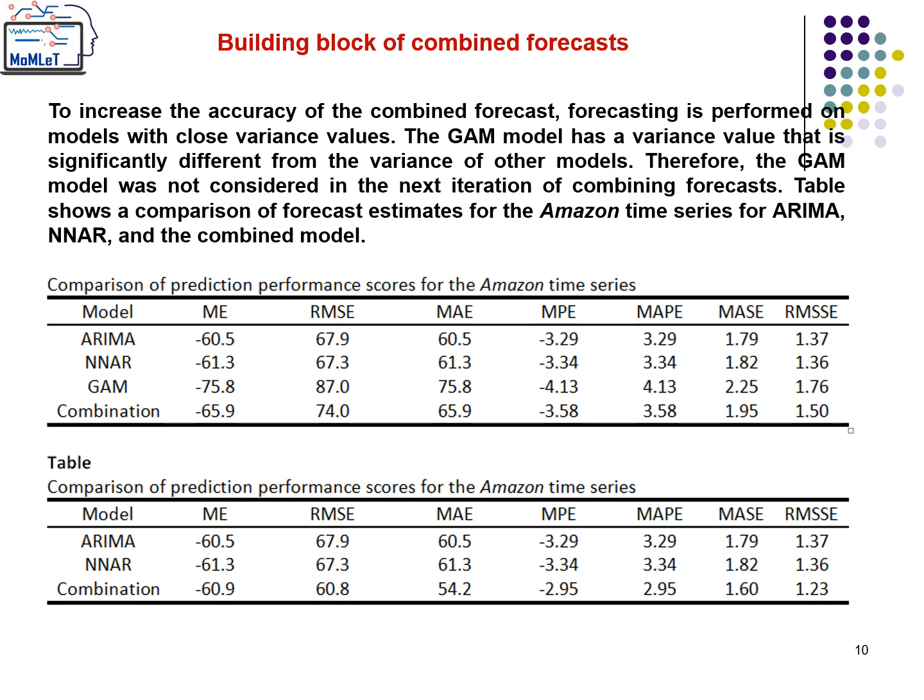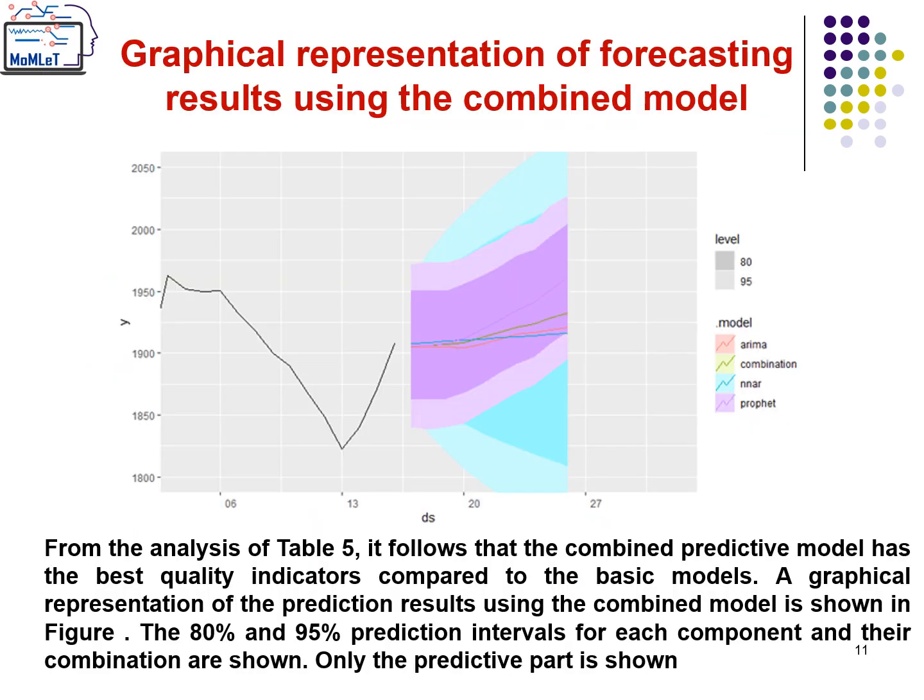To increase the accuracy of the component forecast, forecasting is performed on the models with close variance values. The GAM model has a variance value significantly different from the variance of other models. Therefore, the GAM model was not considered. In the next iteration of component forecasts, the table shows a comparison of forecast estimates for the Amazon time series for ARIMA, the neural network, and the combined model. The next slide presents a graphical representation of forecasting results using the combined model.